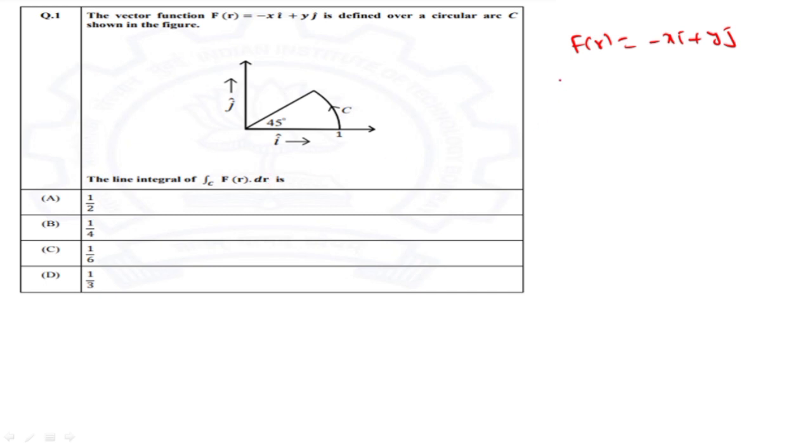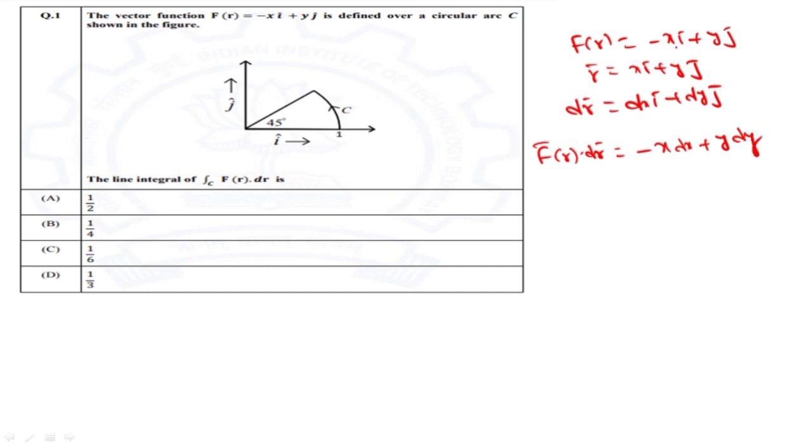Okay. So f of r bar is this, and r bar is generally x i bar plus y j bar, dr bar is dx i bar plus dy j bar. Then f bar dot dr bar, the dot product between these two, is nothing but minus x dx plus y dy, the products of the coefficients of i and of j, okay. Now we need to find the line integral of this f bar dot dr bar.